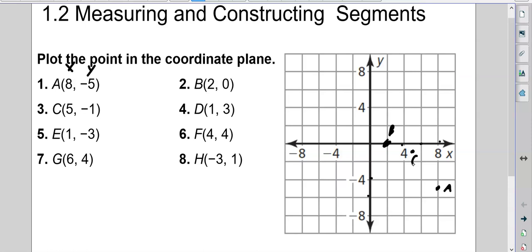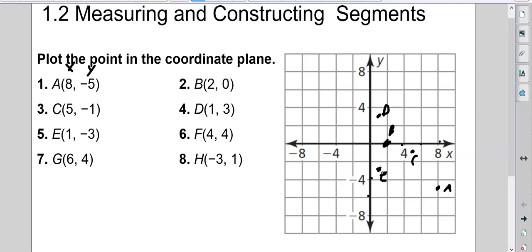D, (1, 3). So this time we're going to go right 1, up 2, 3 is going to be in the middle of the box again. That's going to be capital D. This time we're going to go for E, (1, -3). So again, we're going to go in the middle, and then in the middle down here at -3. That's going to be E. Remember, we always go X first.